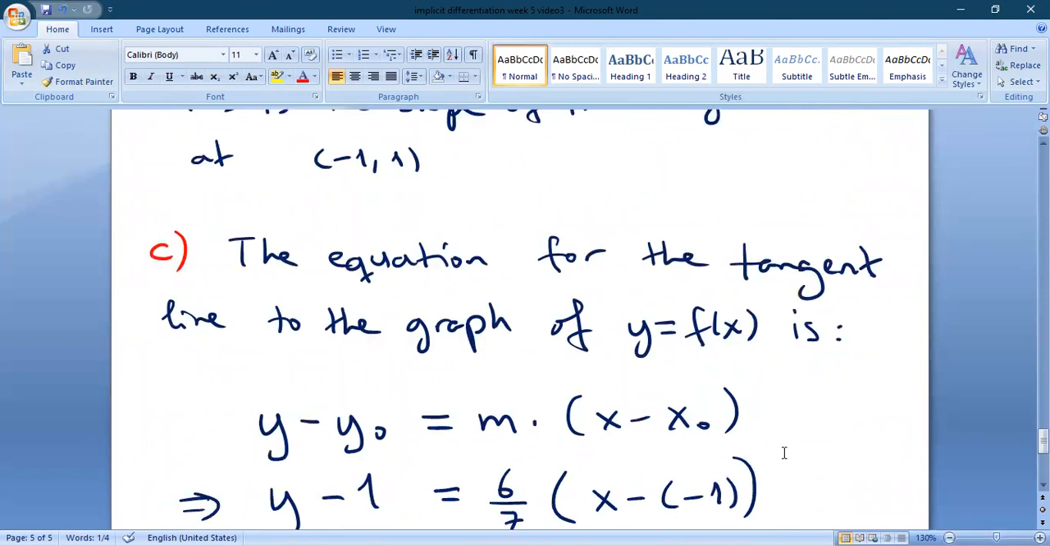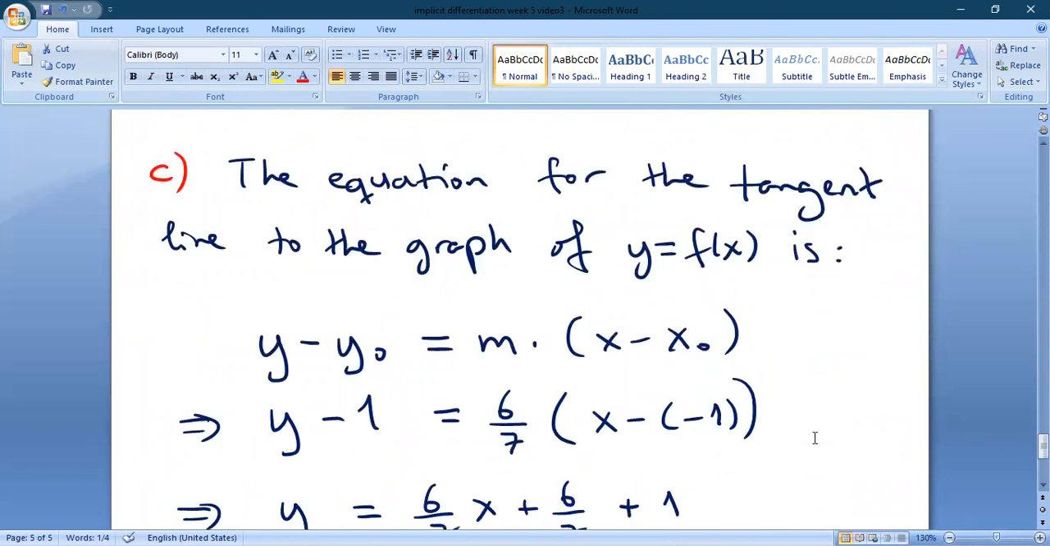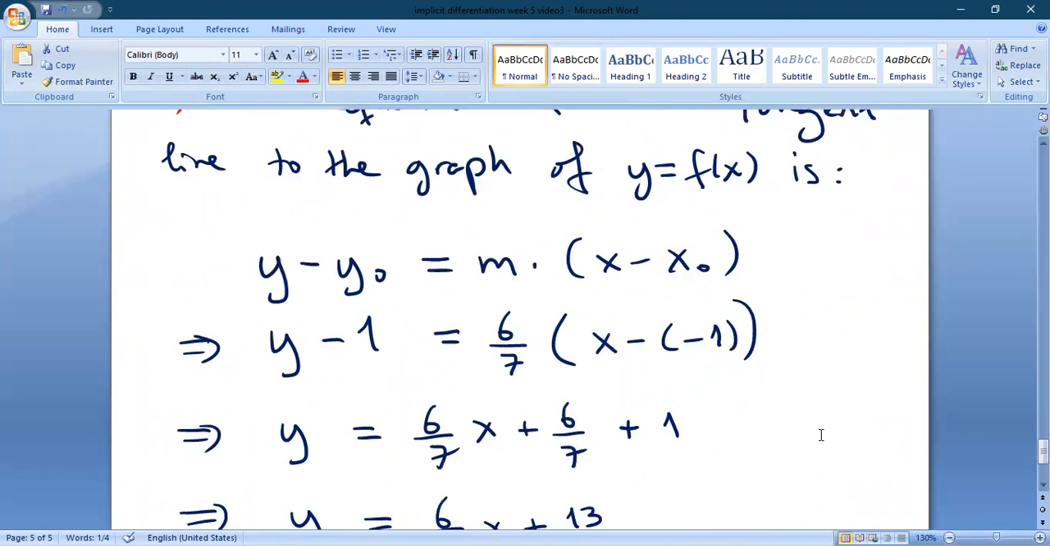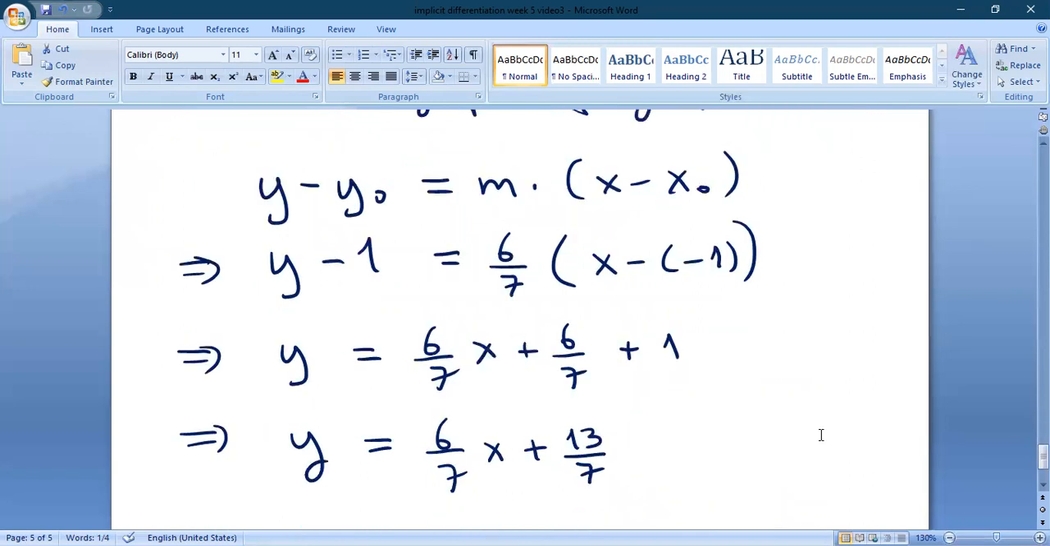The last part, we want to write an equation for the tangent line to the graph of the function. Well, then we just write y minus the y coordinate, which is 1, equals the slope 6 over 7 times x minus the x coordinate, which is minus 1, because the point was minus 1, 1, right? So when we simplify this equation, we get the tangent line equation, which is y equals 6 over 7 x plus 13 over 7.